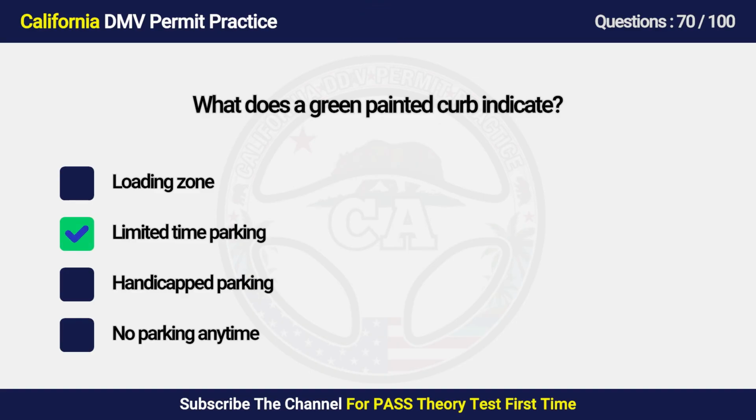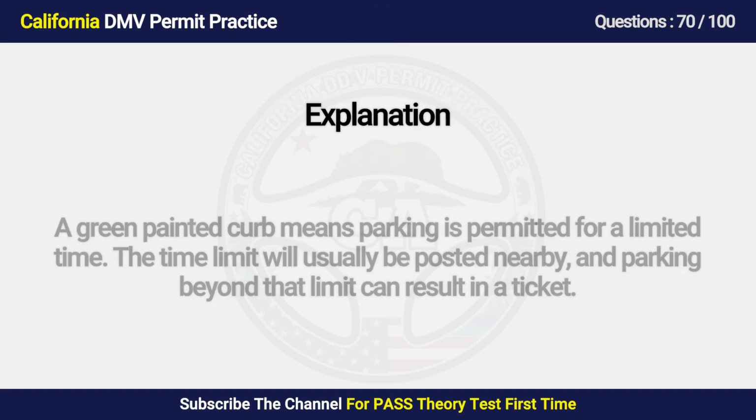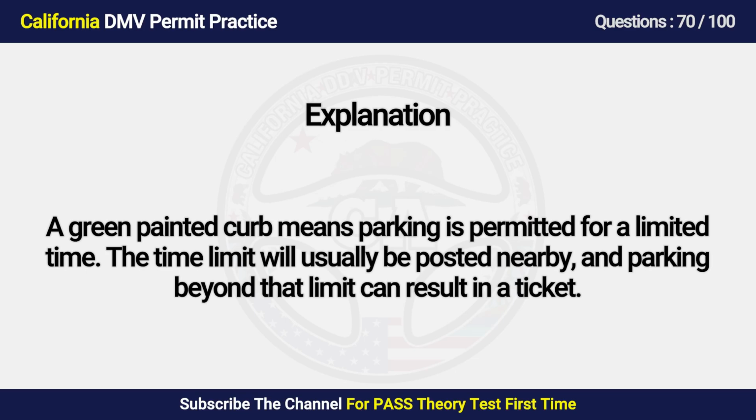Answer is B. Limited time parking. A green painted curb means parking is permitted for a limited time. The time limit will usually be posted nearby, and parking beyond that limit can result in a ticket.